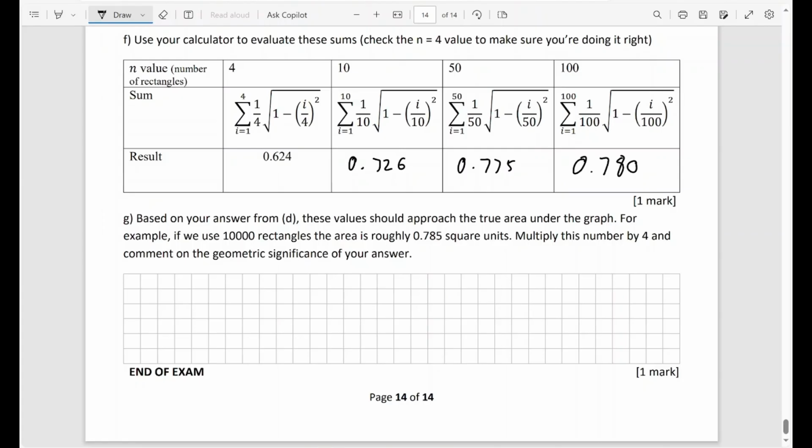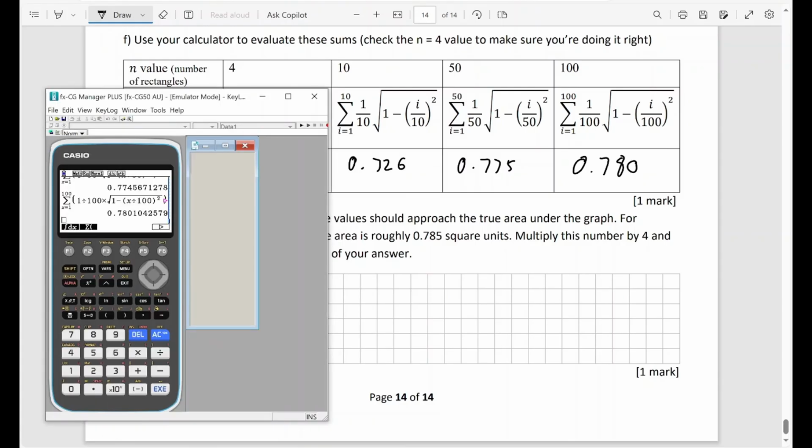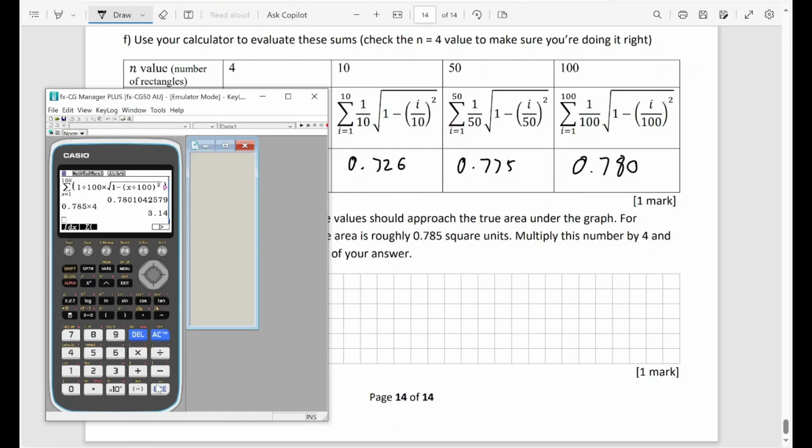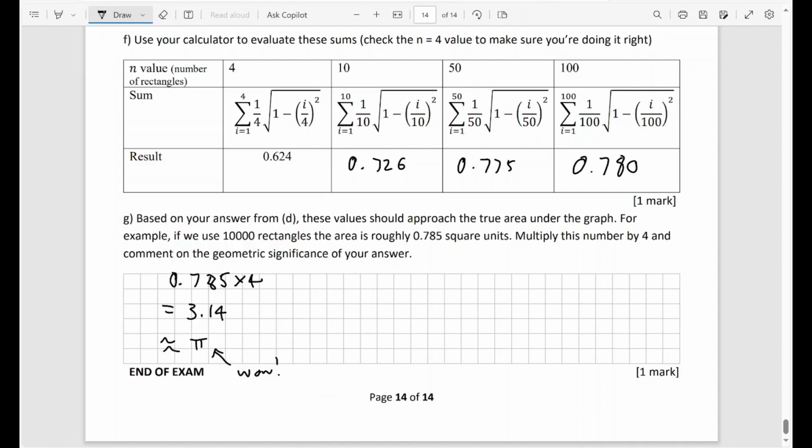Multiply this number by 4 and comment on the geometric significance. So 0.785 times by 4, you will absolutely love this. It's a very special number. It's 3.14, which you may recognize as pi. Wow. All right, so what's going on here? First of all, let's just calculate pi and just double check. Yes, that is about 3.14.